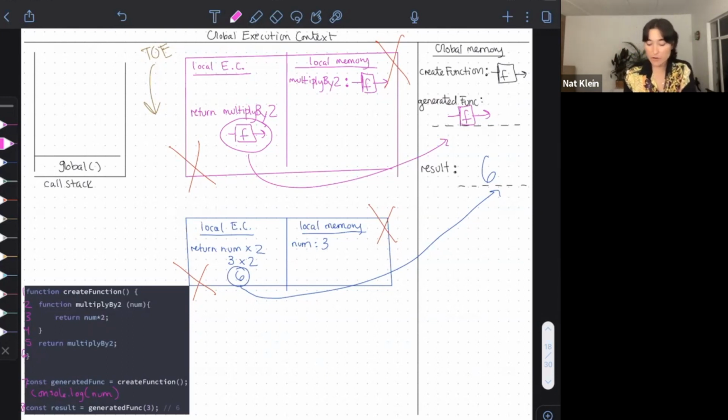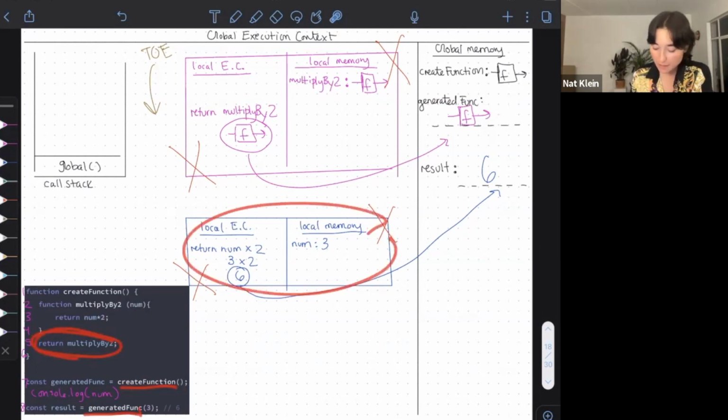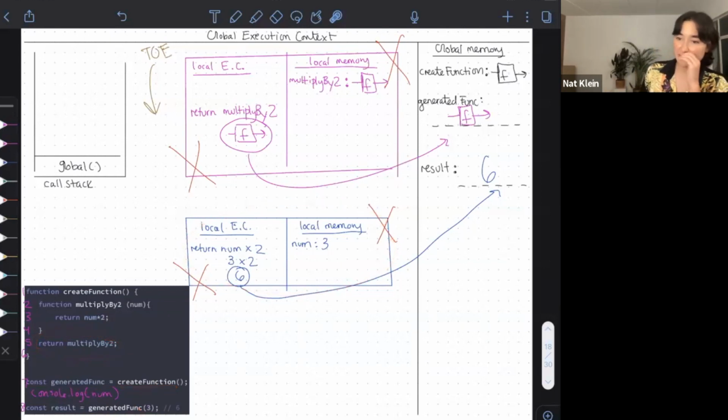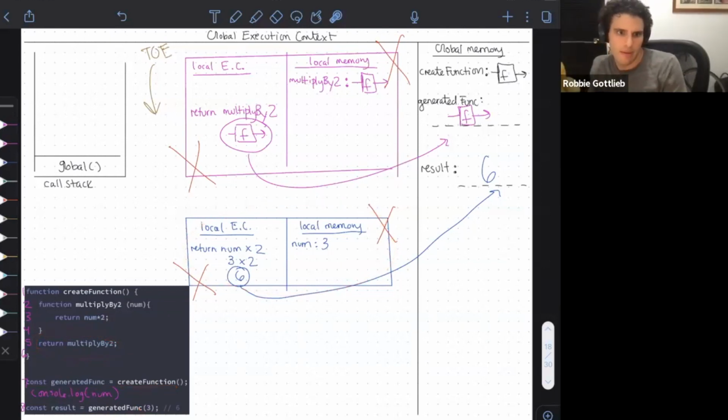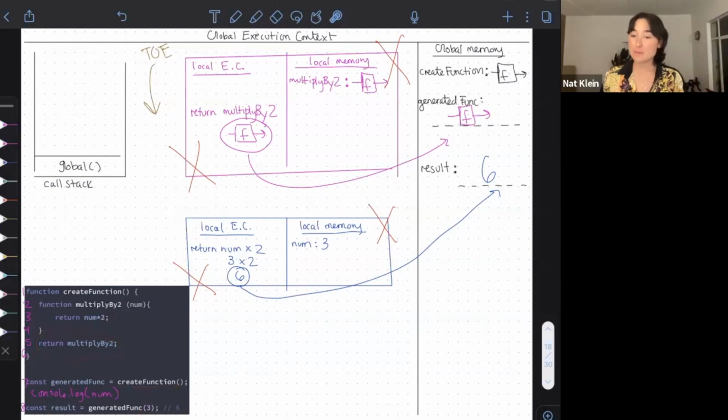When we invoke generated func, which we know is assigned the value of what is returned from create function, then when we're inside this local execution context of generated func, we have access to num, but not outside of it. We're going to see in a second, though, how maybe there is a mechanism in JavaScript that would allow us to kind of be able to access in some way those variables from that local context outside of the original context.